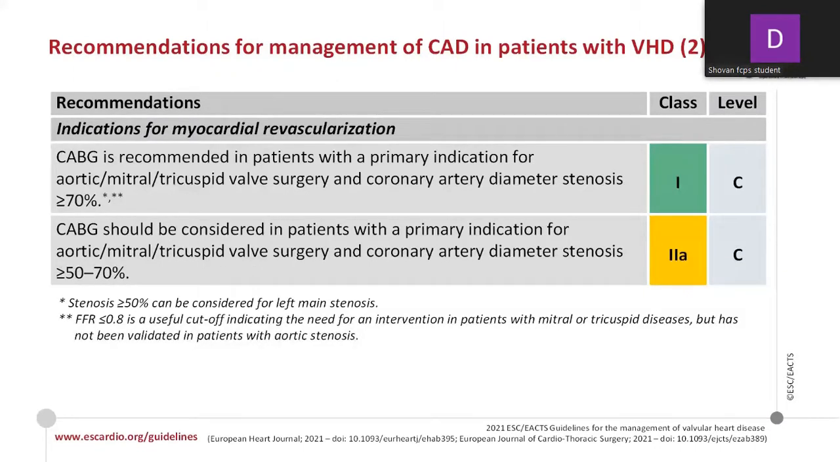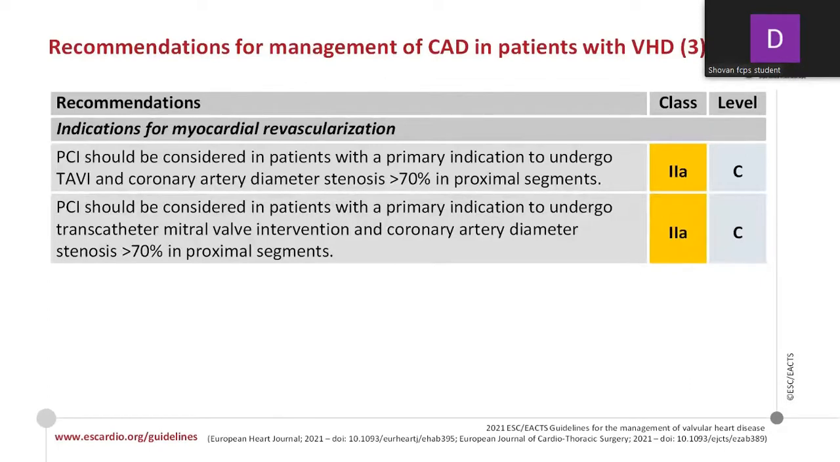Regarding treatment of coronary artery disease, if any patient has aortic, mitral or tricuspid valve pathology and needs surgery, and the coronary artery diameter stenosis is greater than 70%, a class 1 recommendation is for coronary artery bypass graft.